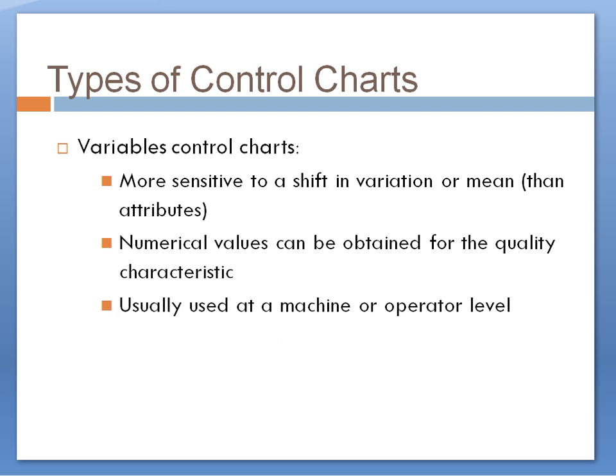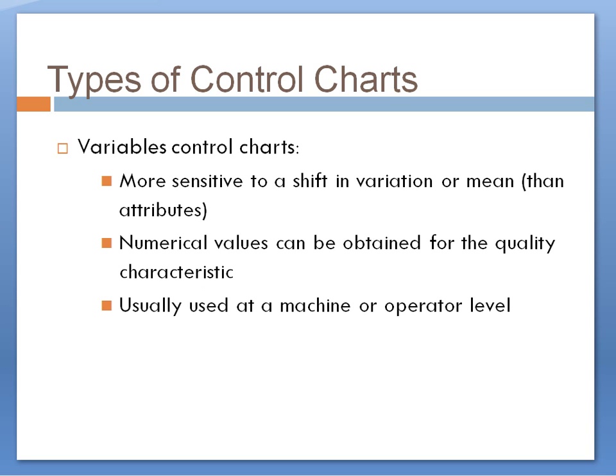Now there are different types of control charts. We have variable control charts and we have attribute control charts. And this depends on the type of data that you're using. So if you're using continuous data that you can measure, that you can break into decimal places, you use the variable control charts. And if you have discrete data that can only be counted, you use the attribute control charts.